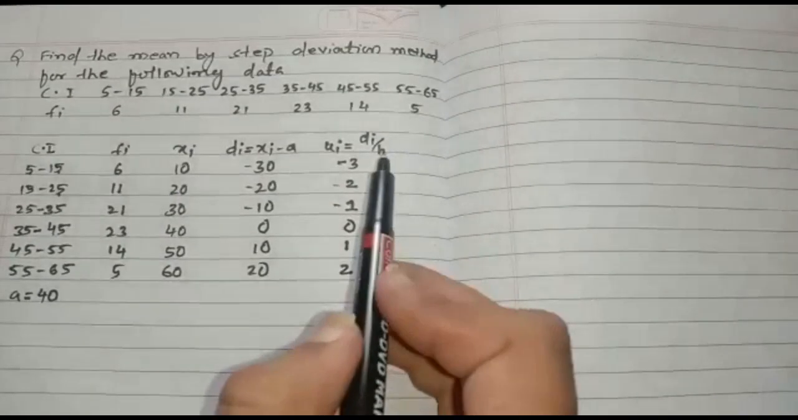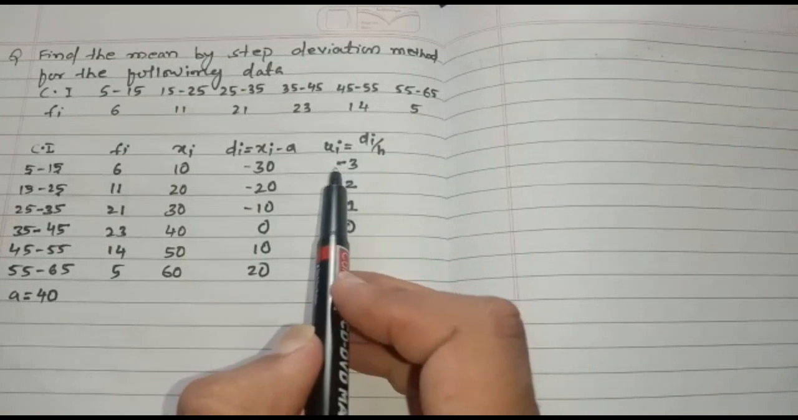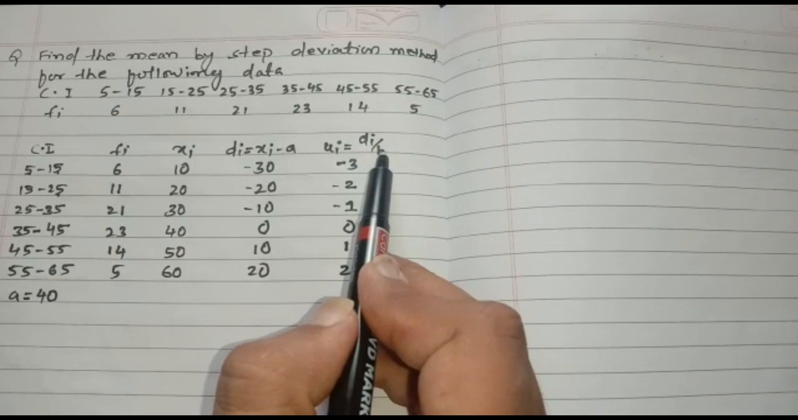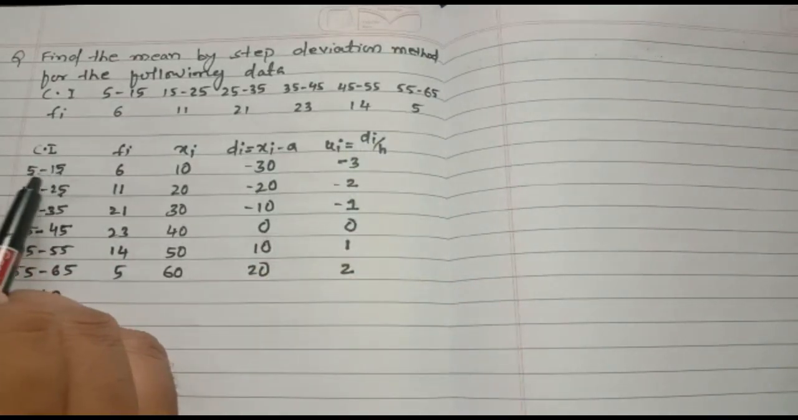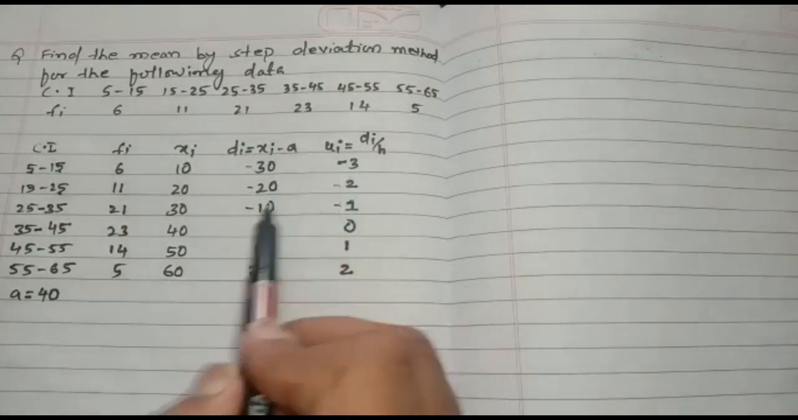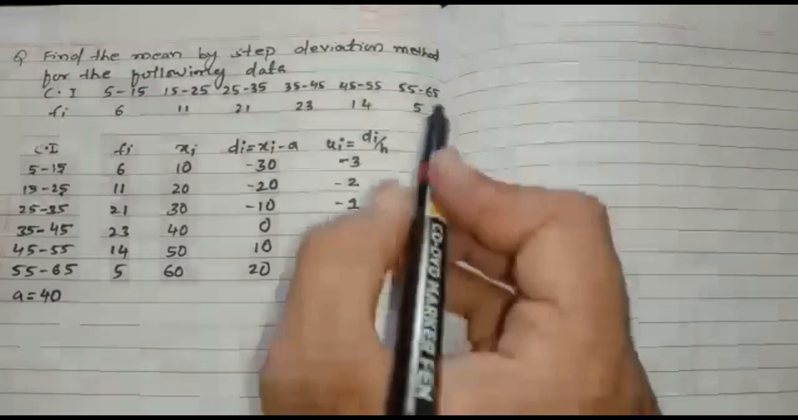So I am explaining one more time. We have to divide all the values of di by h. H is the difference between upper limit and lower limit. Difference is 10. So we have divided all the values of di by 10 and we got these values.